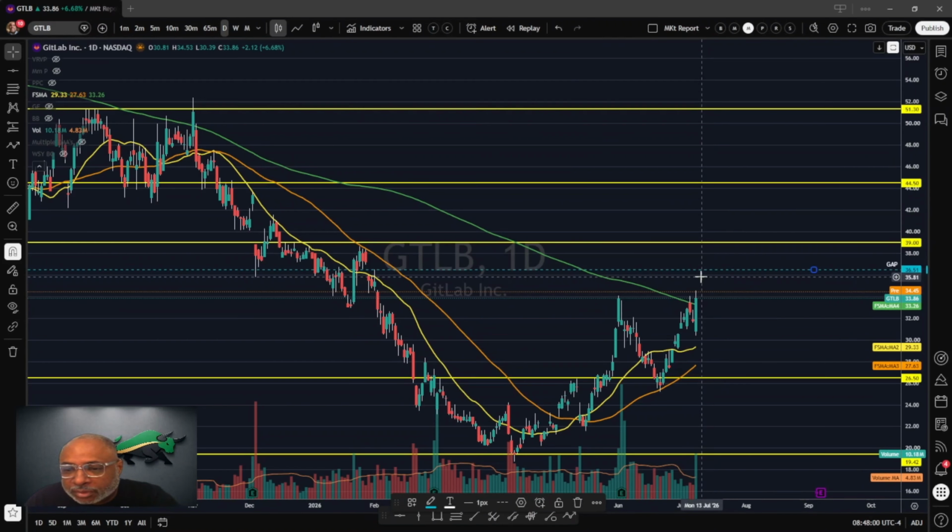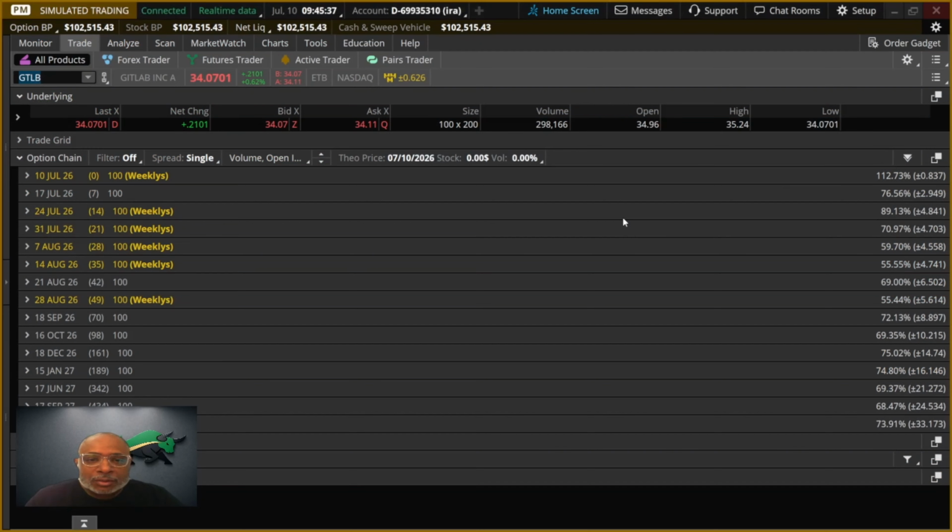All right, so let's jump over to the option chain now, and we're going to talk about the first one as a small account trader and how you might be able to play it. Switching over to the option chain now, taking a look here at Thinkorswim with the GitLab ticker up, and we're going to see the option chain here. Now, the first trade I want to walk through is one for a small account. I define a small account as anything under $10,000.